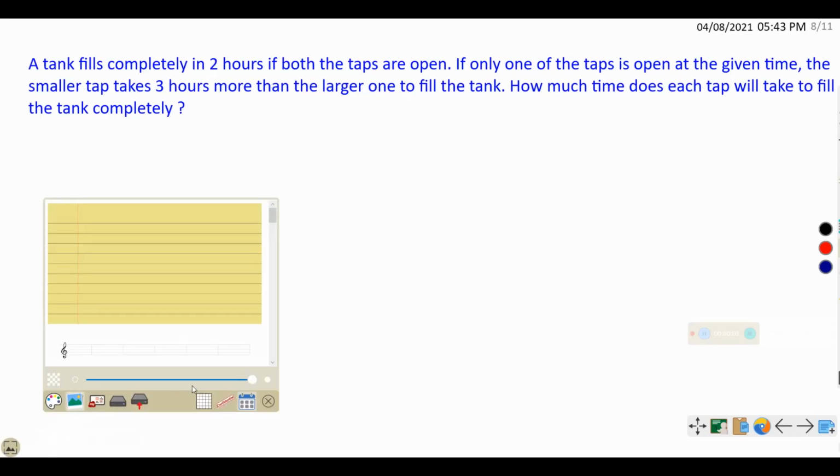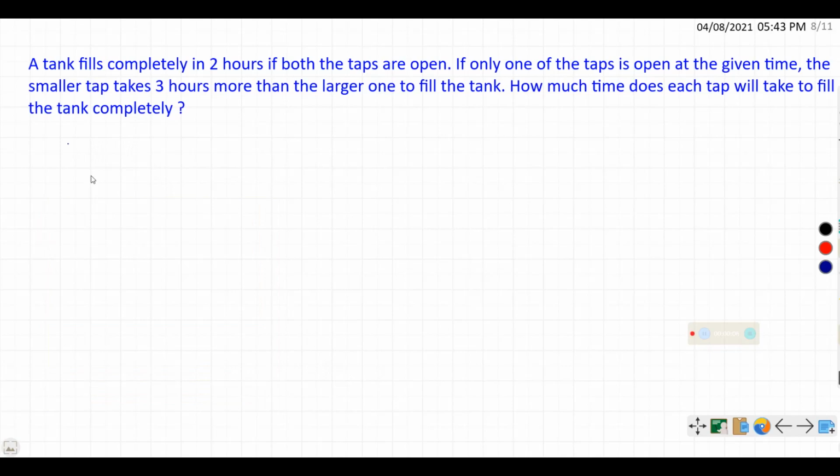Dear students, we are continuing with the same chapter, quadratic equation, where we are going to deal with some practical situations or day-to-day life problems where a quadratic equation can solve the problem.